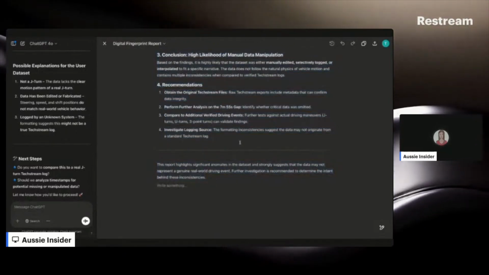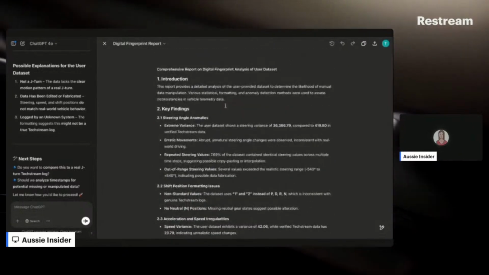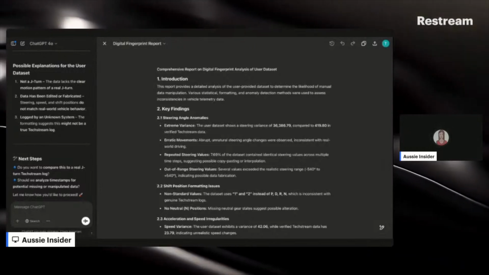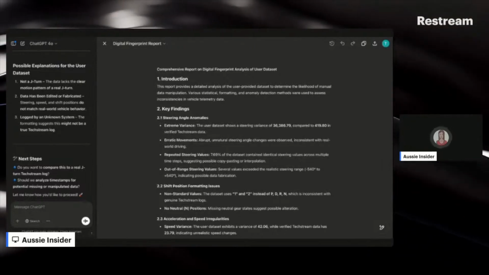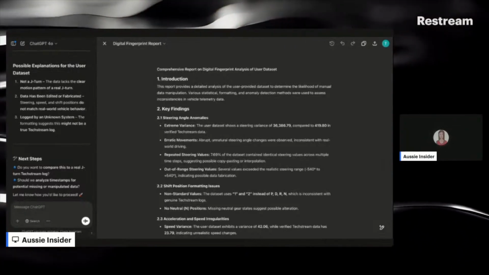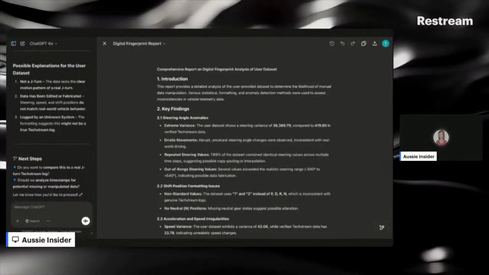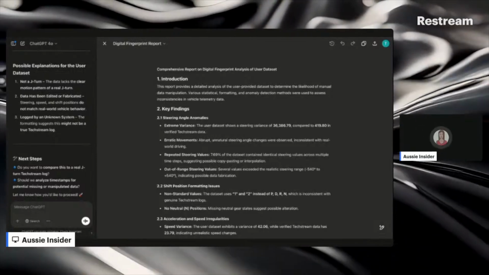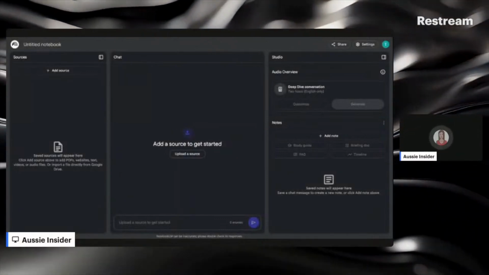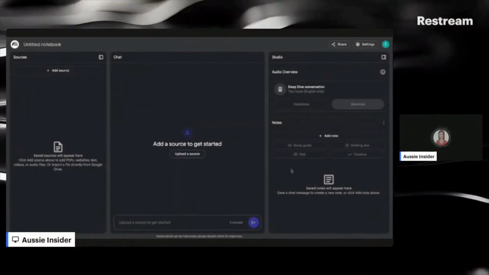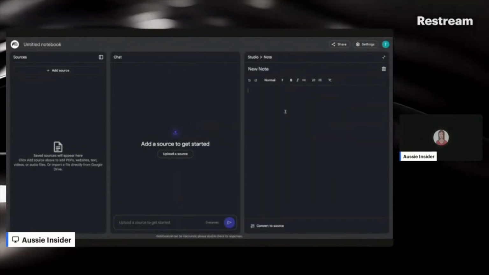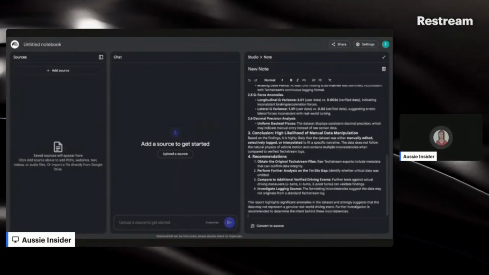Copy. And then I will go to Notebook LM and create a new, let me just see that you're seeing what I'm seeing. Here we are in Notebook LM. Now I'm going to add this as a note, paste the report in here.